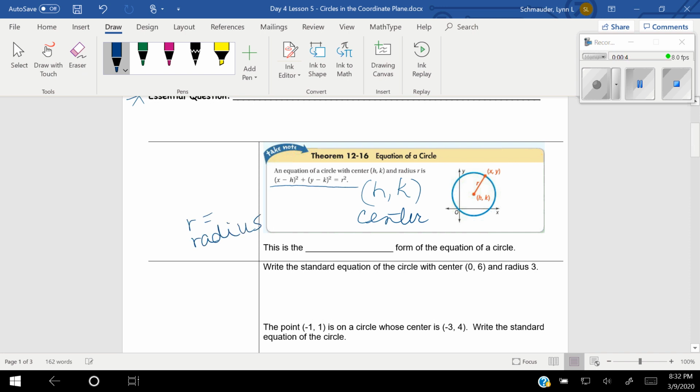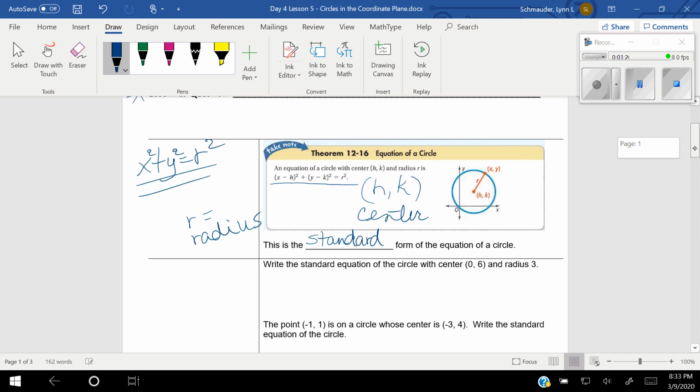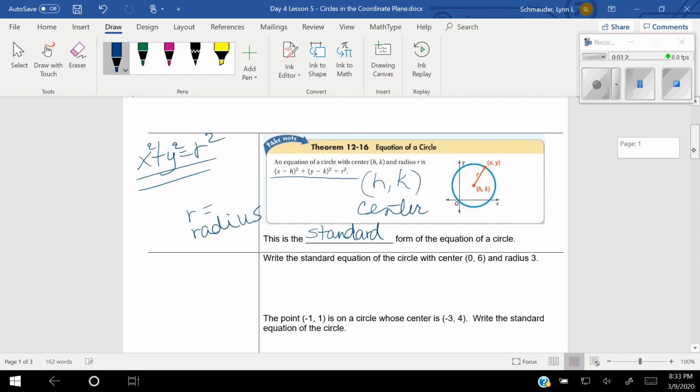All right. So if we have the center of the circle at the origin, we'll get to some examples, but let me just tell you, if the center of the circle is at the origin, then h and k would both be zero. In that case, you'd have x squared plus y squared equals r squared. This is the standard form of the equation of a circle. You gotta remember that: x squared plus y squared equals r squared, or if the center is not the origin, x minus h squared plus y minus k squared equals r squared.